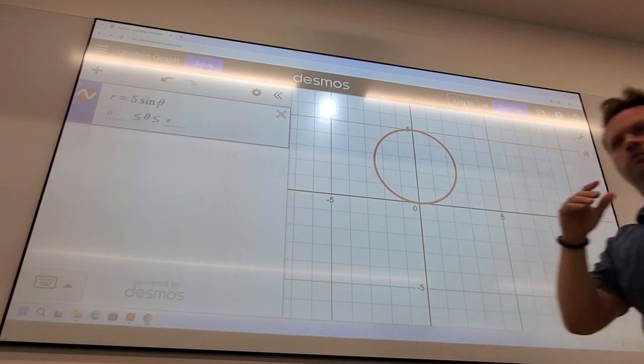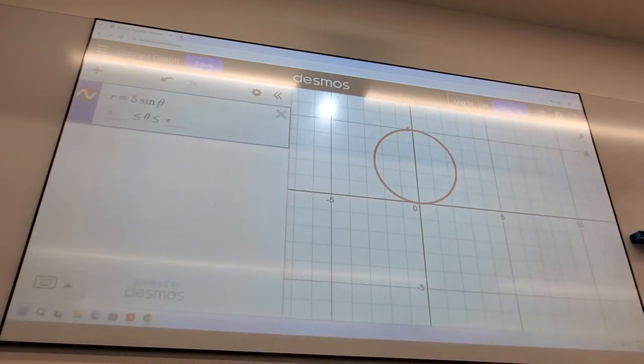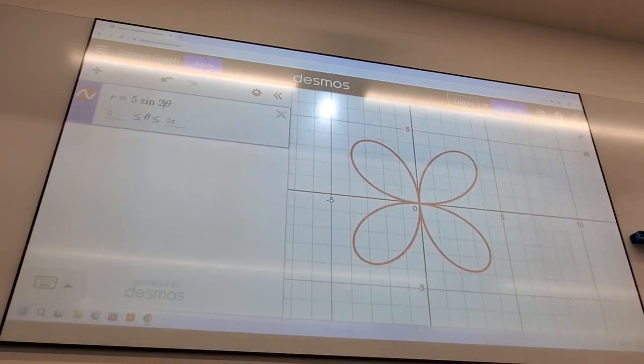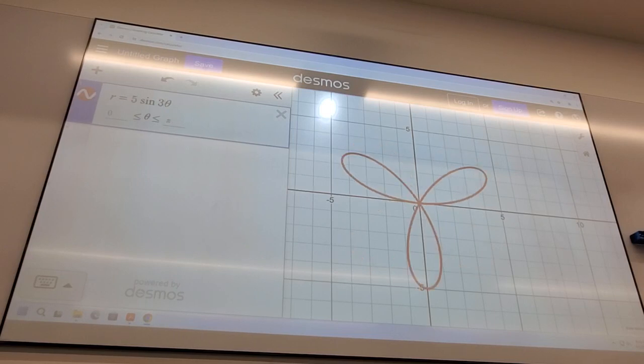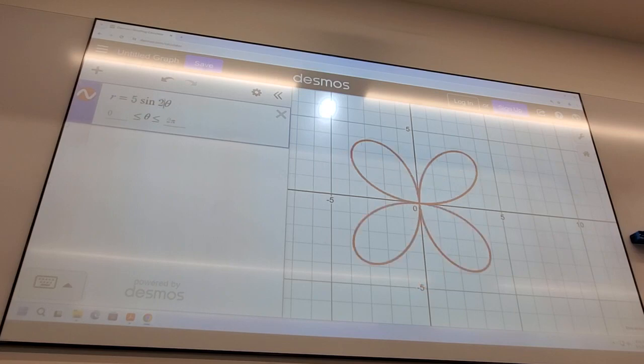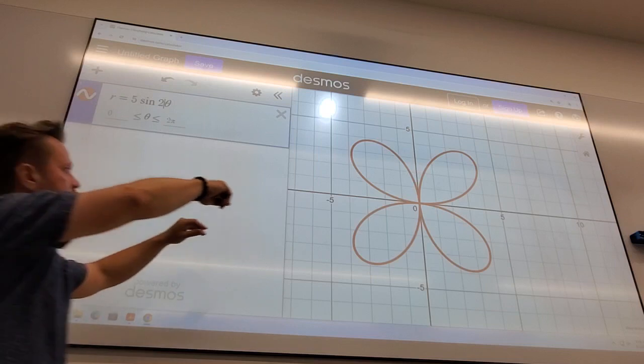So visually what happens, watch this. How many petals does that have? 4. What do you think is going to happen if we put a 3 there instead? Nope. So what happened is the petals draw. Watch this, kind of nifty.